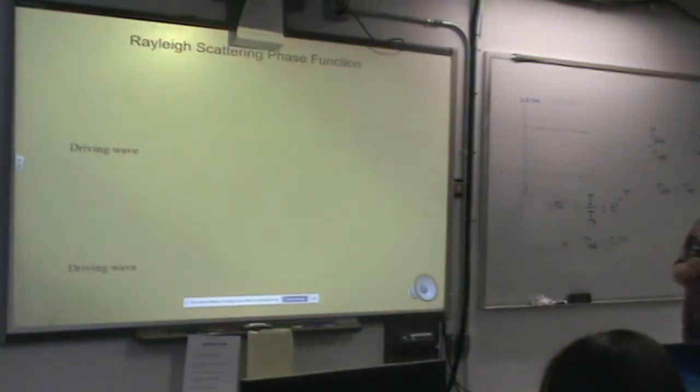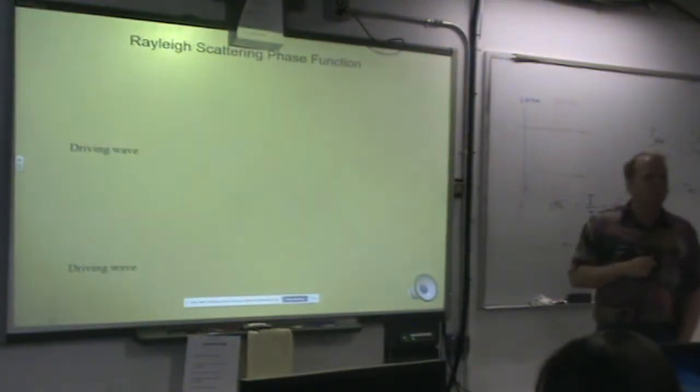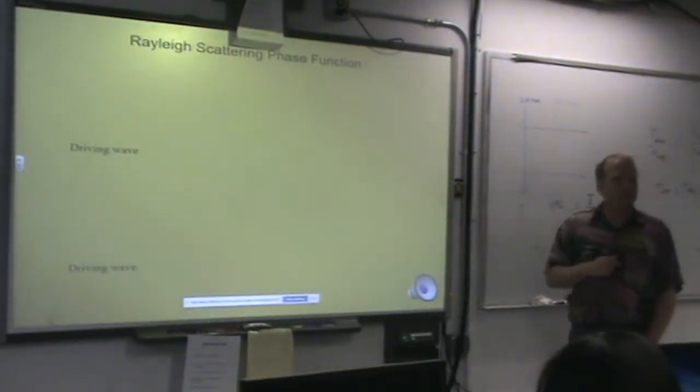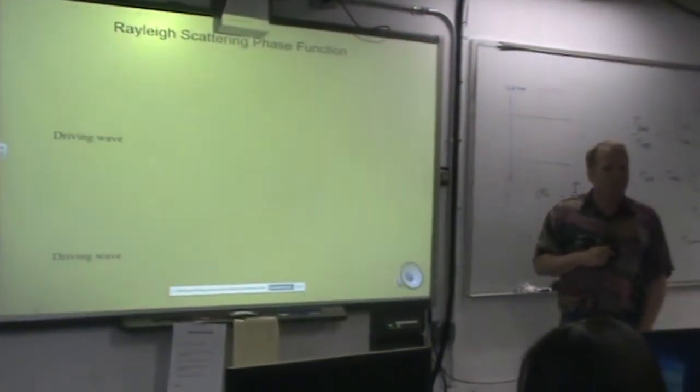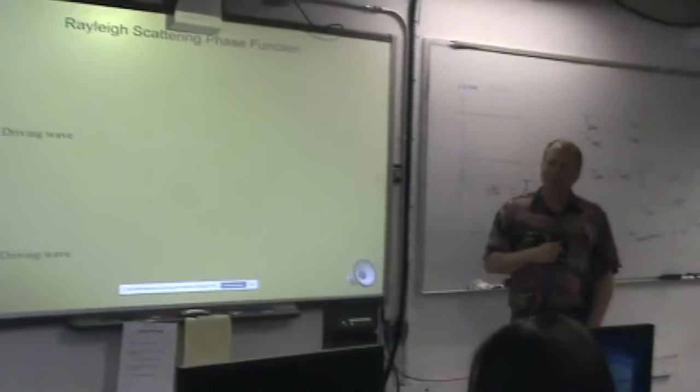So it's a pretty large change due to Rayleigh scattering. The optical depth for blue light and the optical depth for red light is very different.